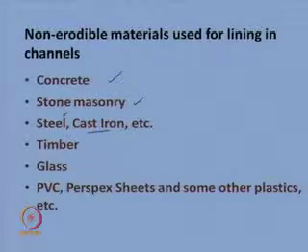You can also use steel, or cast iron, various materials like that which do not erode in water. You can also use timber; a good seasoned timber is quite resistant to erosion and will also carry enough water. So, timber is also quite used in lining of channels. Glass materials are also used for lining of channels. People have also used PVC, or perspex sheets. They have also used some other types of plastics as lining materials in channels.